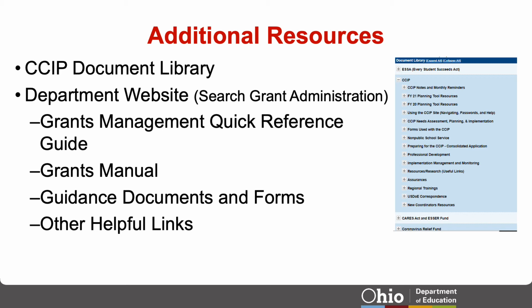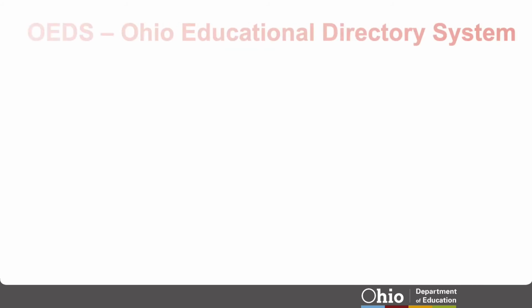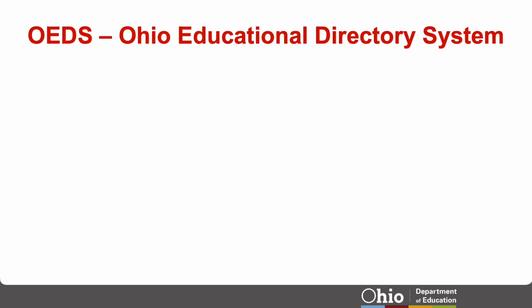Now let's spend a little time on OEDS. The Ohio Education Directory System, or OEDS, is a decentralized directory data system in which organizations maintain their own data. For the CCIP, that means that your organization controls who within your organization has access to the system. That access is controlled by assigning roles. Roles may be assigned in the CCIP by the OEDS administrator. Each organization must have at least one OEDS administrator and may have more than one.